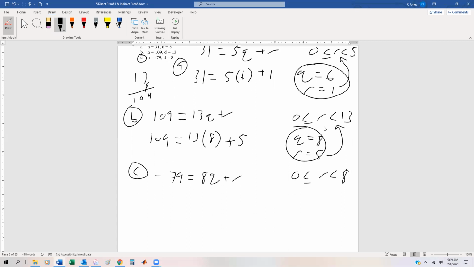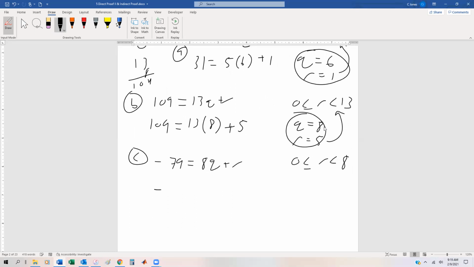One of the most common errors that usually happens is that a student might do something like this. Negative 79 is equal to 8 times negative 10 plus negative 1, right? And unfortunately, that doesn't work because r can't be negative. r has to always be greater than or equal to 0. So if we want to try to do this, they might say 8 times negative 11, and then plus 9 or something like that, where they go over and then go back. Unfortunately, that's not the correct pairing, because that would be outside the domain.